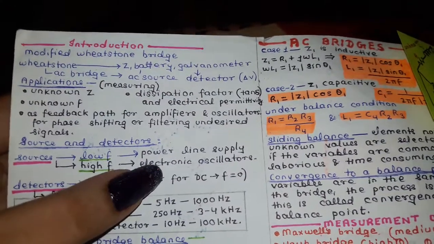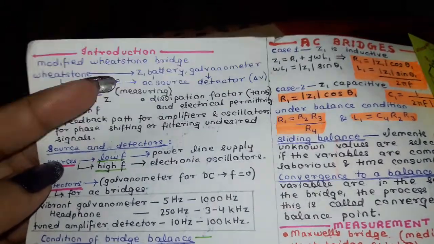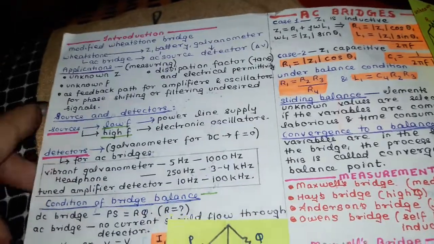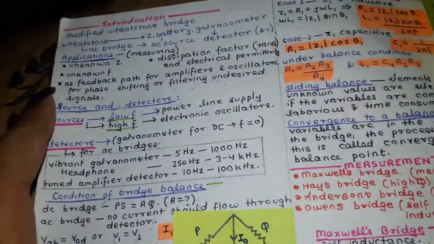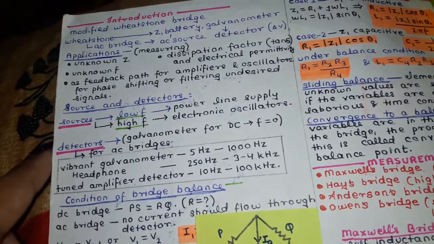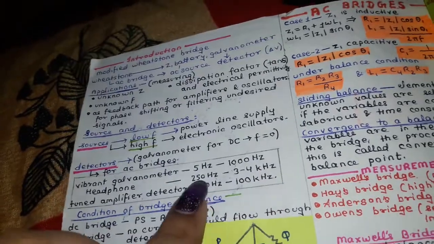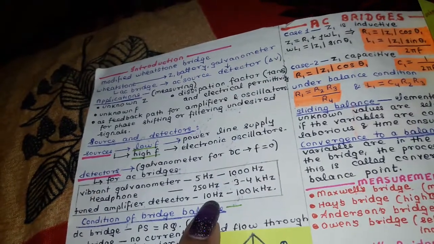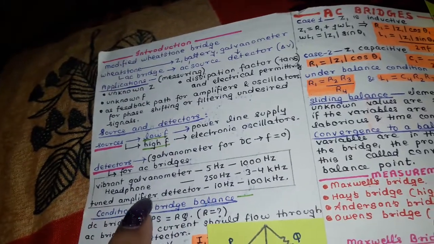Let's talk about source and detectors. At lower frequency, we use power line supply. At higher frequency, we use electronic oscillators as a source. Let's talk about detectors. In the DC Wheatstone bridge, we use a galvanometer, but for AC bridges, the AC supply has some frequencies, and based on those supply frequencies we choose the detectors. From 5 hertz to 1000 hertz, we use a vibration galvanometer. From 250 hertz to 3 to 4 kilohertz, we use headphones, and for a supply from about 10 hertz to 100 kilohertz, we use a tuned amplifier detector.